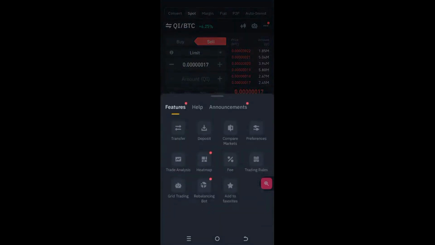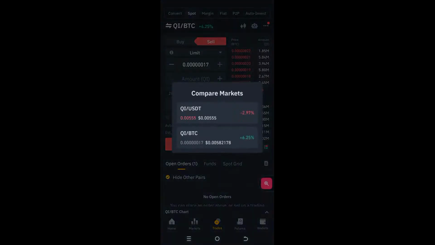Let's check the compare markets. I want to show you something now, because this looks so good. It looks like 4%, right? But really, it's not 4%. Let me show you why I'm saying that. Because for us to carry out this trade, we need to look at the order book, very, very importantly. So I'm going to go back into my QI USDT.